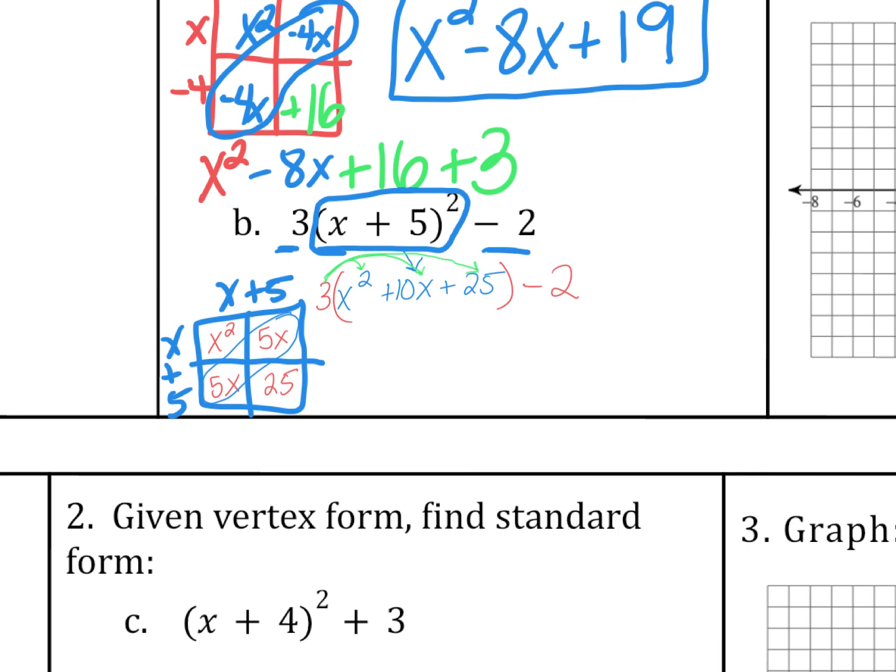Okay? Now, 3 times x squared? 3x squared. 3 times 10x? 30x. 3 times 25? 75. And then you have that minus 2, and that minus 2 can only be combined with the 75. So what is it? 73. So let's rewrite it: 3x squared plus 30x plus 73. That is my final answer.